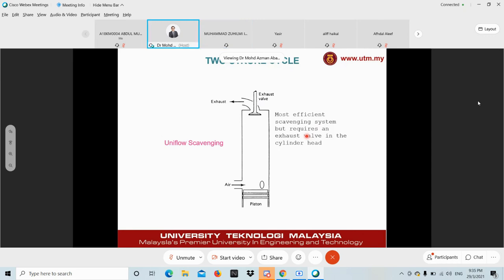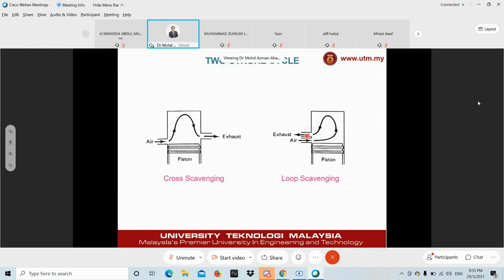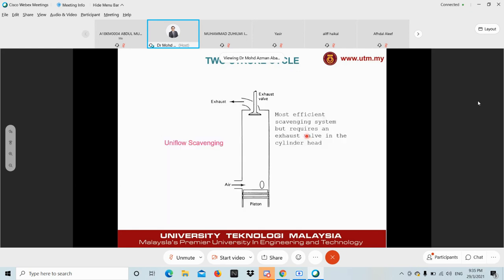Later you can find out whether your motorcycle is cross scavenging, loop scavenging, or uniflow scavenging. In uniflow scavenging, you have a single flow of air intake into the combustion chamber, and you rely on the exhaust valve to expel the burned gas. It is the most efficient scavenging system, but it requires an exhaust valve in the cylinder head. So Mr. Zuhaimi, if you manage to identify an exhaust valve on your motorcycle, then you have a uniflow scavenging two-stroke cycle.